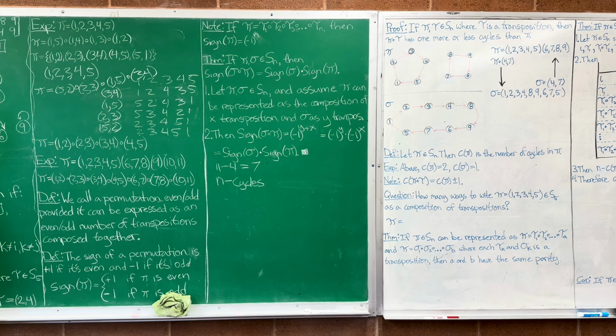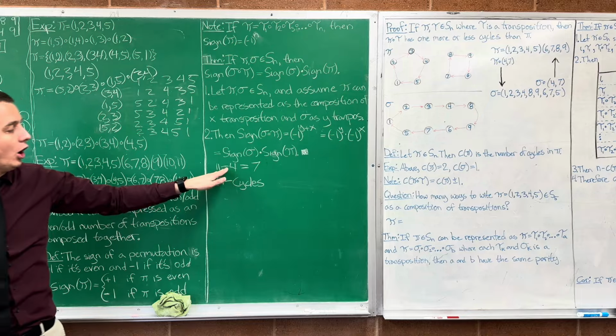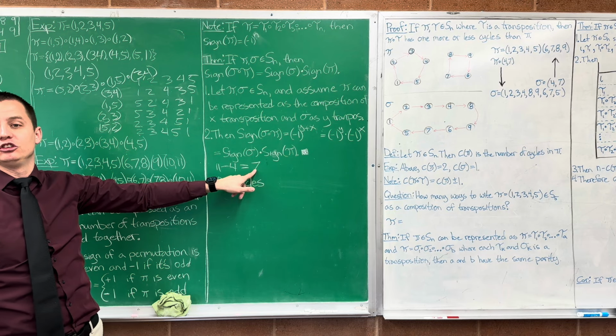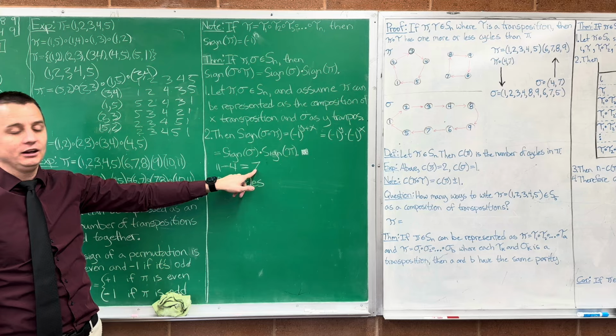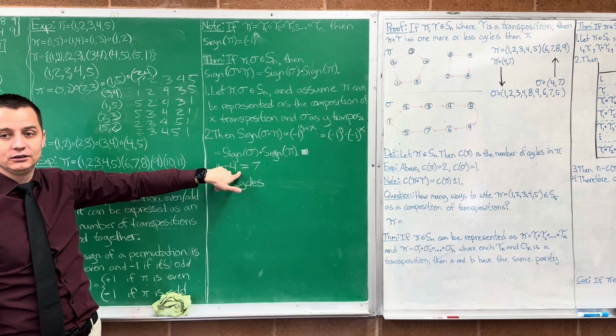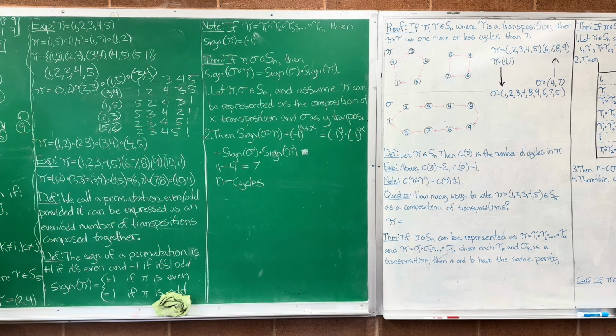Will that always end up how many you're going to have? Or will you always be able to come up with 7 transpositions to represent your function, if that's the number here? That's what you're asking. And the answer is yes. You'll always be able to get that many.